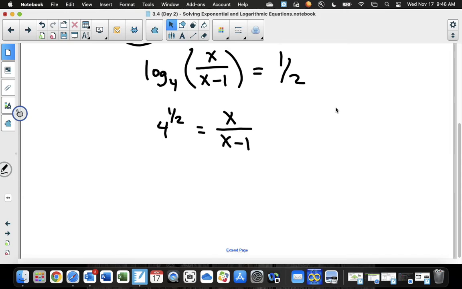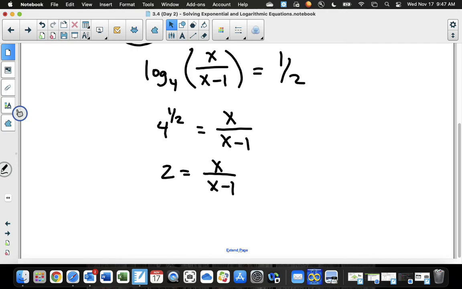And now we solve. What's 4 to the 1/2 power? 2. Why is it 2? The 1/2 power is the square root. That's really just the square root of 4 is all that says. So this is really 2 equal to x over x minus 1. And now you can solve.